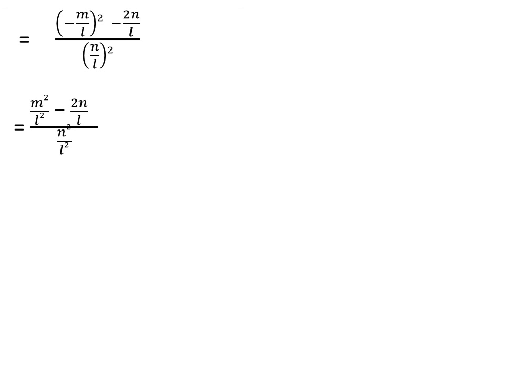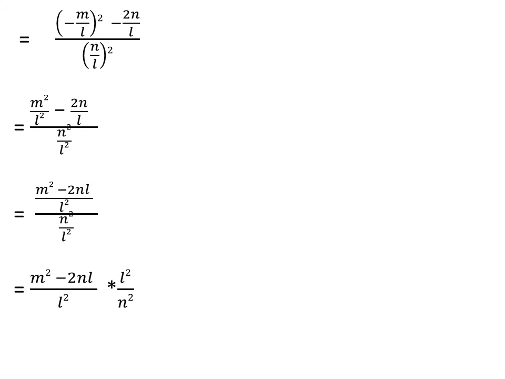By solving these terms we can write m square over L square, because m square over L square is the square of minus m over L, and then we will write minus 2n over L as it is, and in the denominator by separating the square of both these terms we can write n square over L square. Now we have to take the LCM from the terms in the numerator, which will give us m square minus 2nL over L square, and in the denominator we will write the same fraction as it is, n square over L square. By taking the reciprocal we can write the next equation, m square minus 2nL over L square into L square over n square.